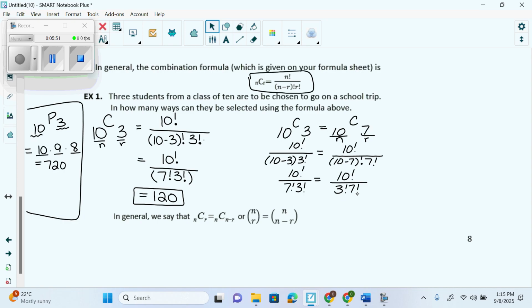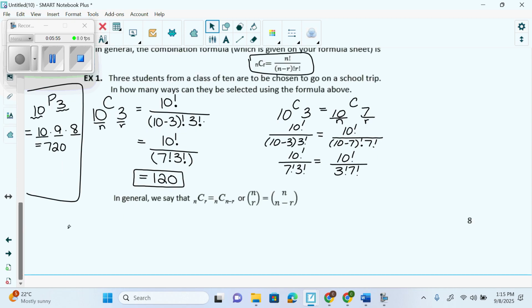And it only works with C's, it does not work with P's. So say I gave you this, 20C14. What would that equal?